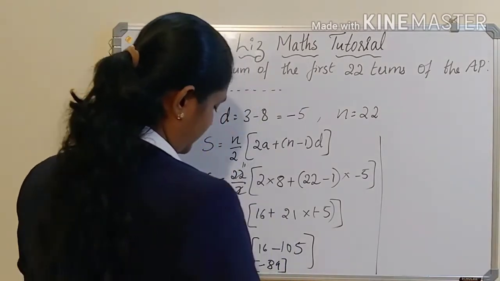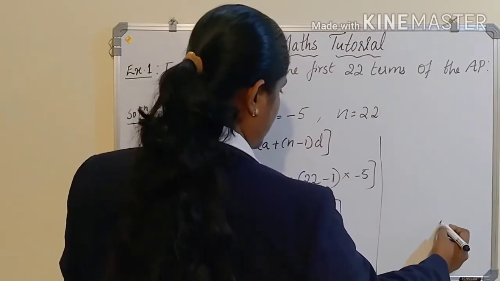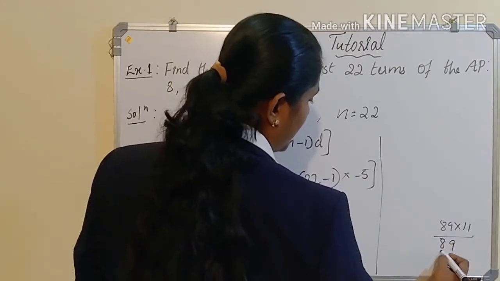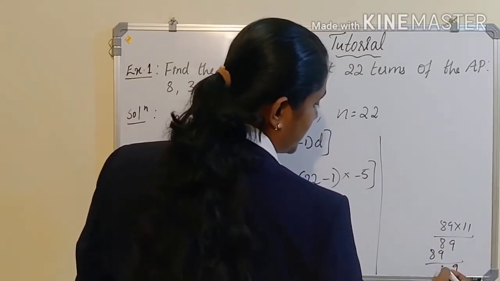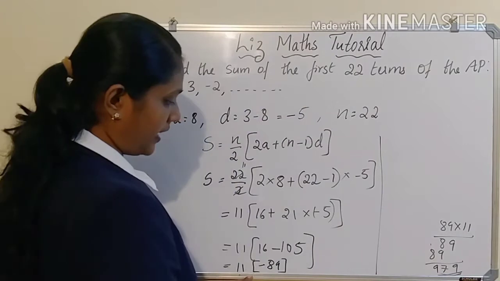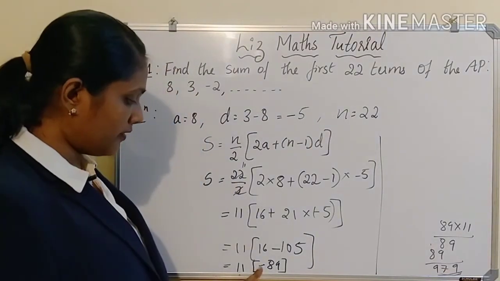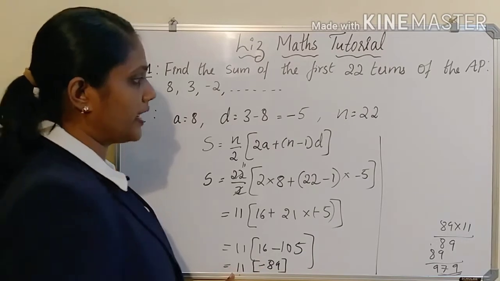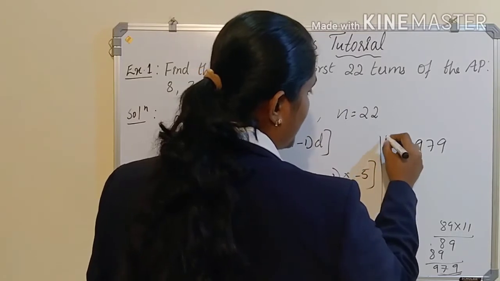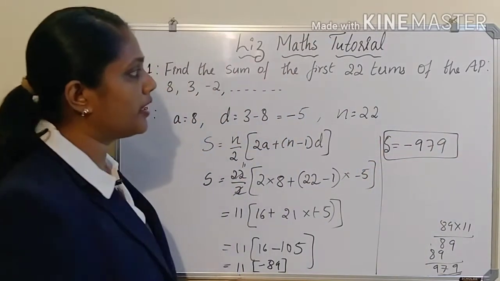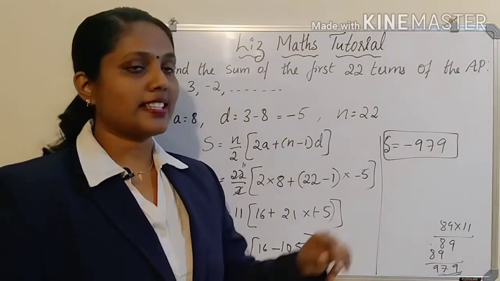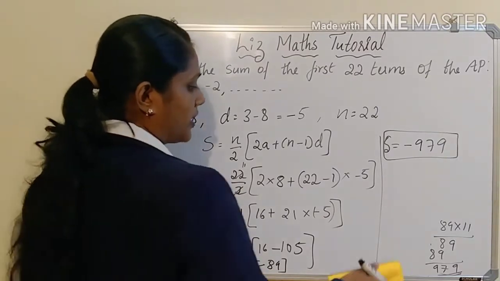Now go for the multiplication of this 89 into 11. You get 1, 8, 9, 8, 9, 17, 1 in your hand, 9. So here you get the answer 979, which is negative because minus into plus you will get minus 979. So S is equal to, how much are you getting? S, the sum of the first 22 terms of an AP, is nothing but minus 979. So you can write the conclusion after this.